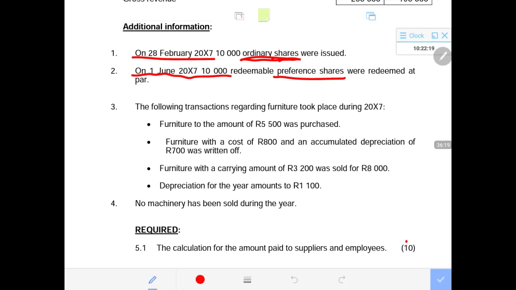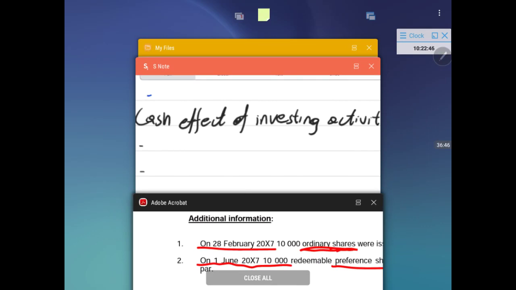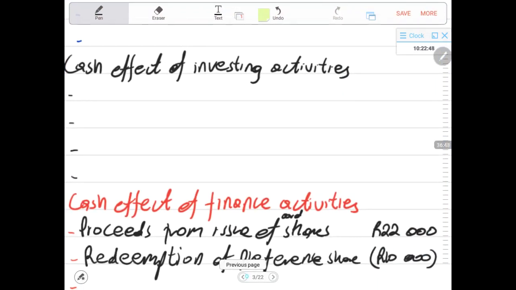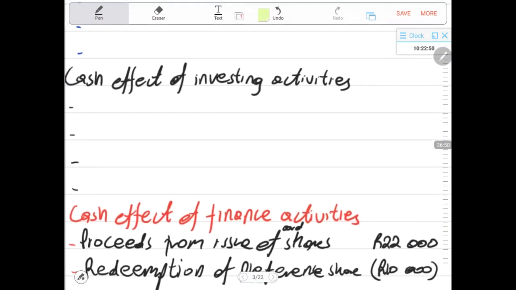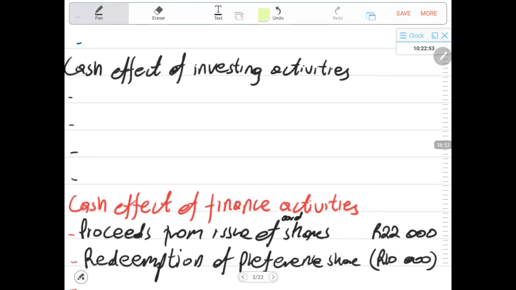And this other example is additional information number 3. It says the following transactions regarding furniture took place during the year 2007. Furniture to an amount of 5,500 was purchased. That means we bought furniture that amounted to 5,500. Now if we buy furniture, remember this is an asset, meaning it goes to cash effect of investing activities.